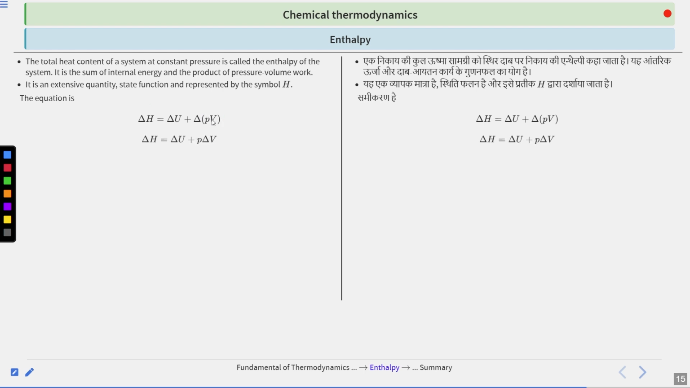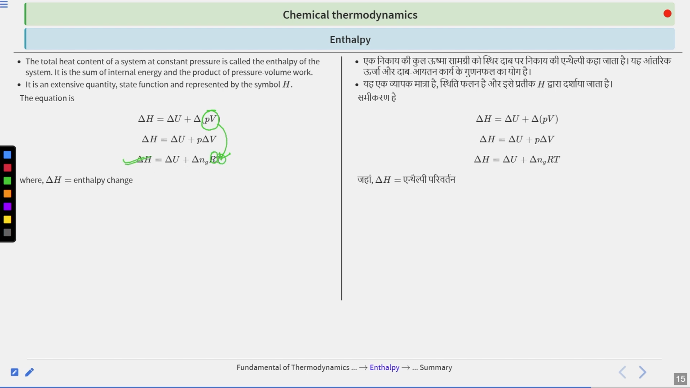If you keep the pressure constant, then P will come out and delta H is equal to delta U plus P delta V. And if you don't keep the pressure constant, then you can replace PV by nRT, and R and T are constant, so delta n_g RT will be the formula.